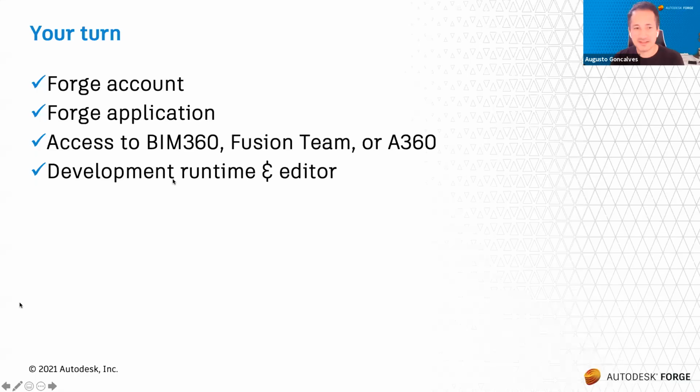So let me go back to the presentation. So this is your turn. Now it's your time to create your Autodesk Forge account, create your application, access BIM 360 or Fusion or A360. And if you're using BIM 360, to provision and add that to the custom integrations tab, and have Visual Studio running on your machine. So that's what we need for today's training.